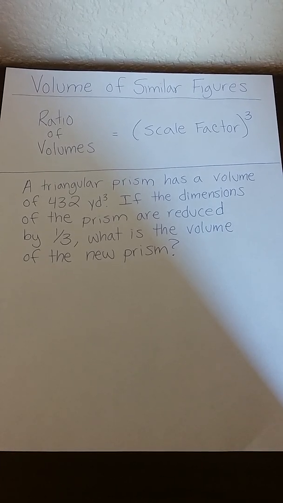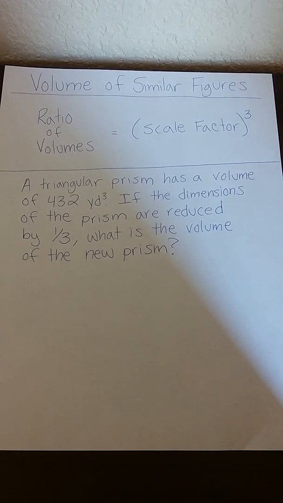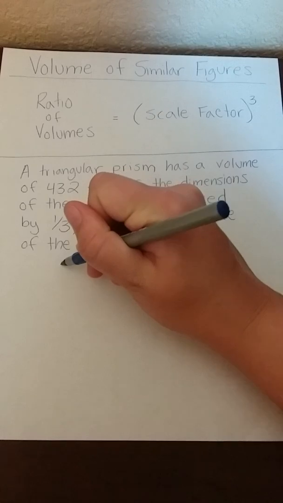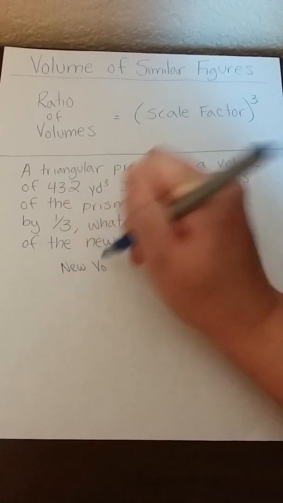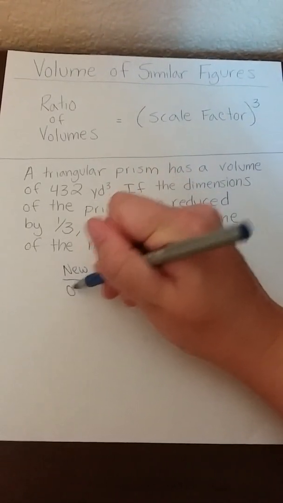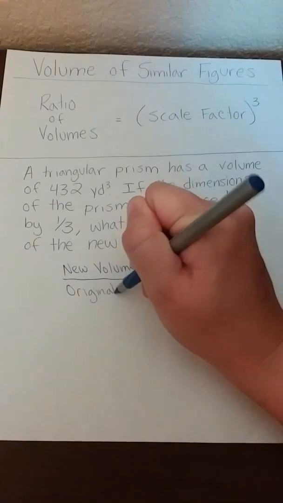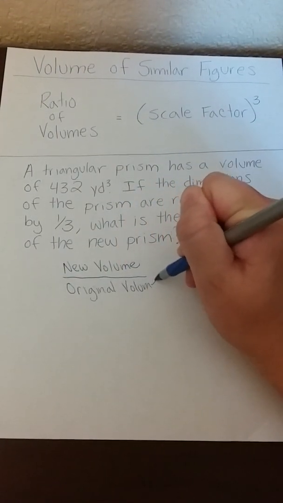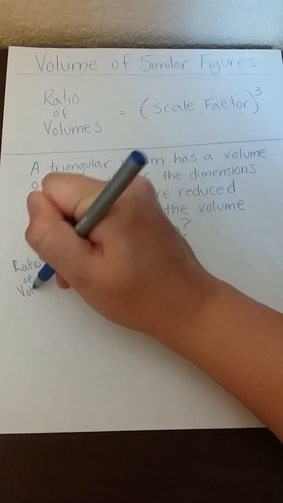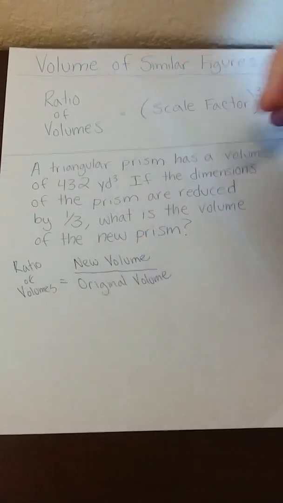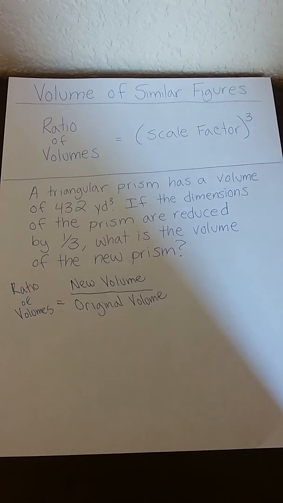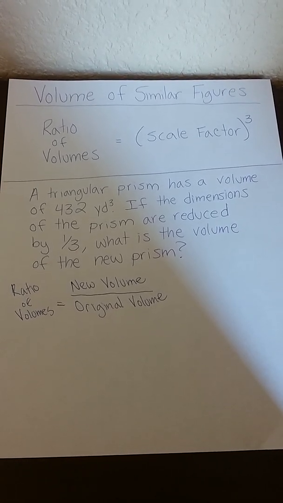In order to find the volume of similar figures, you have to remember that the ratio of volumes is equal to the scale factor cubed. And when you're doing the ratio of volumes, you always do new volume over original volume. And that gives you the ratio of volumes. So the ratio of volume is new volume over original volume. All right, so we can use this to find the volume of similar figures.